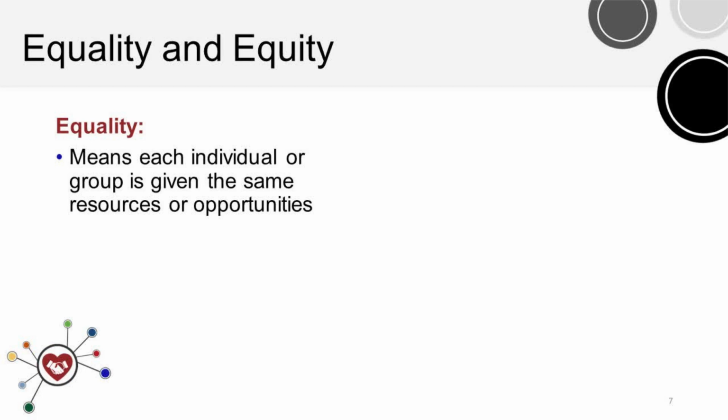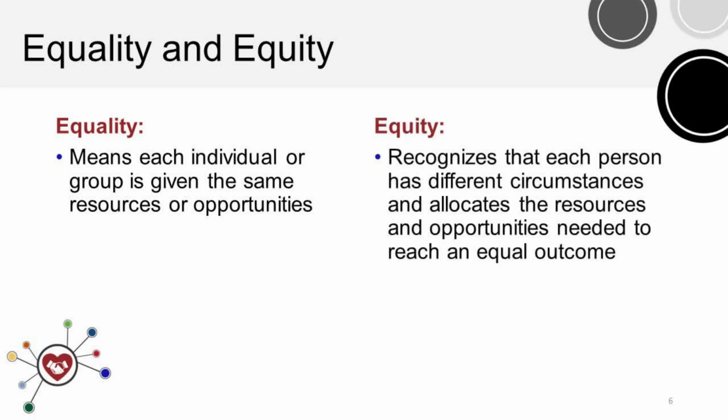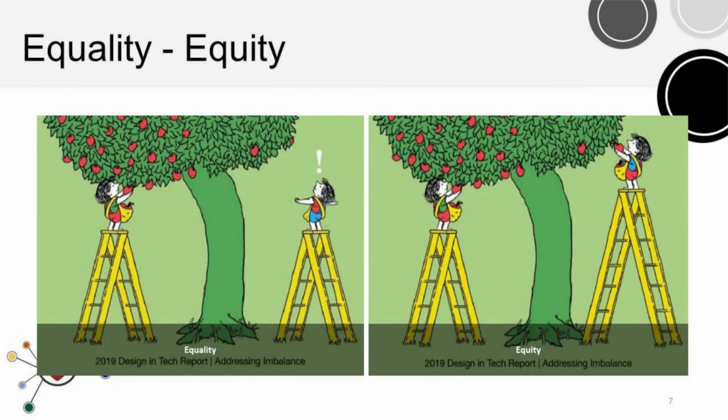Equality means that each individual or group is given the same resources or opportunities. They are treated equally or the same. Equity recognizes that in order to reach equal outcomes, each person may need different or unique resources or services. This image helps illustrate the difference between equality and equity.